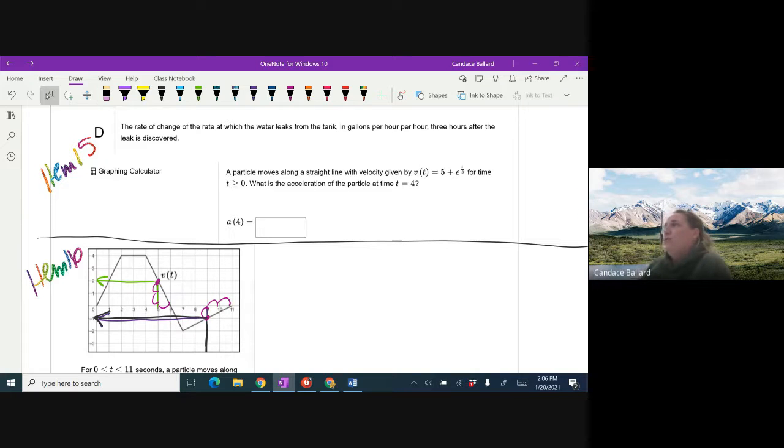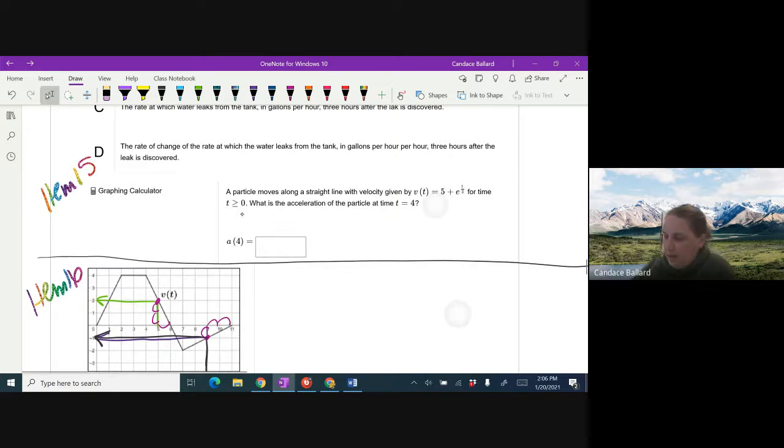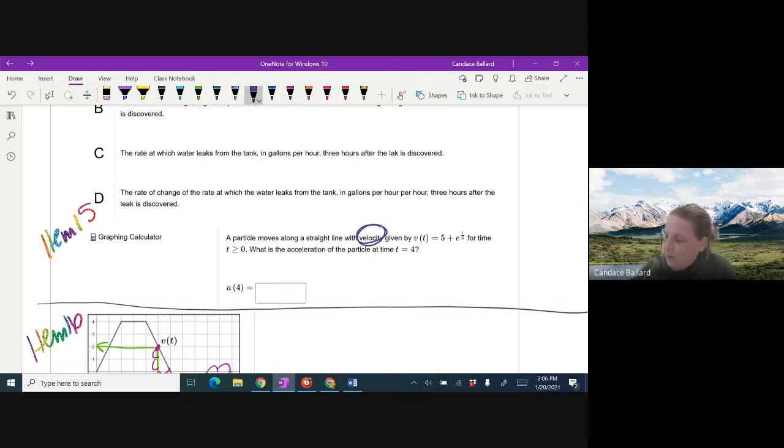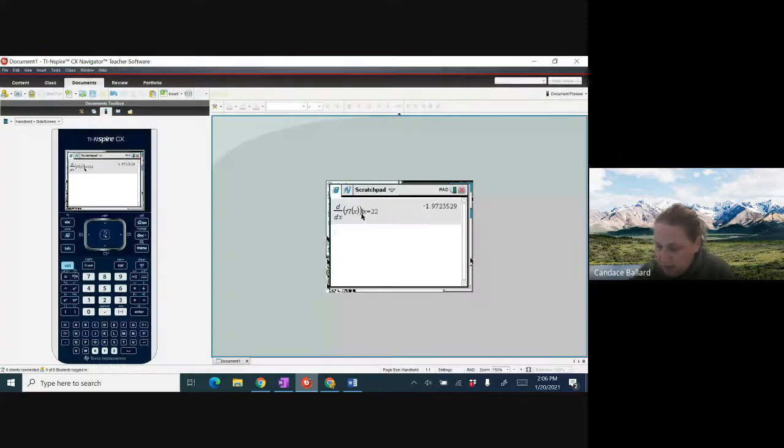So starting with velocity, how do I get from velocity to acceleration? What calculus do I need to do? Yep, we got to take the derivative. I just need to take the derivative and plug in a 4, and since I get to use the calculator, I'm going to use the power of the calculator. So I need to find v prime of 4, which is the same as the acceleration at 4.